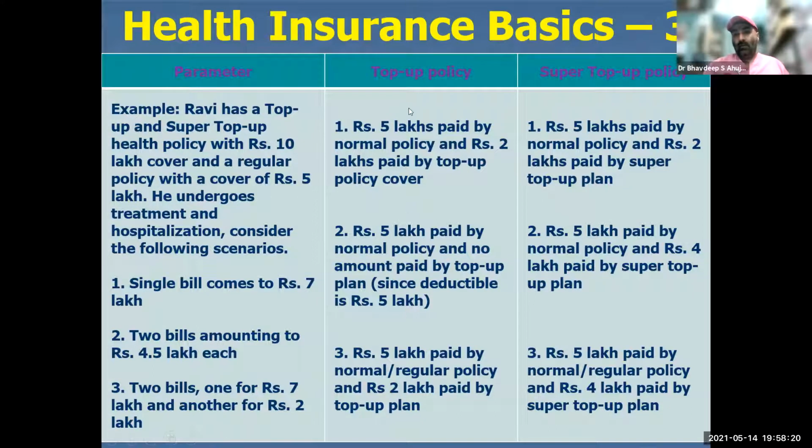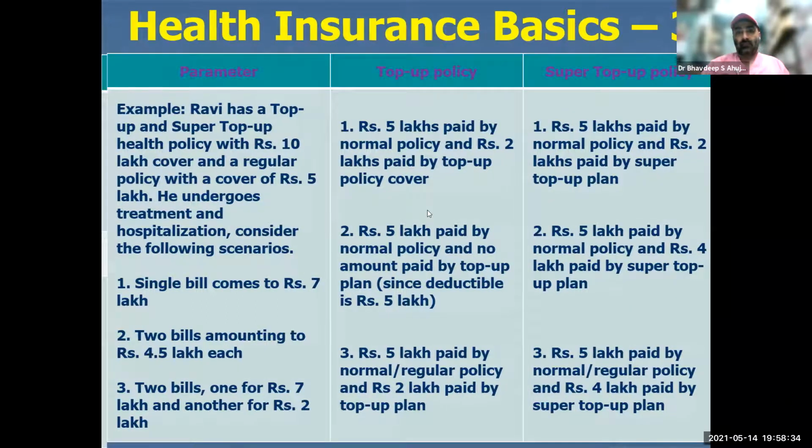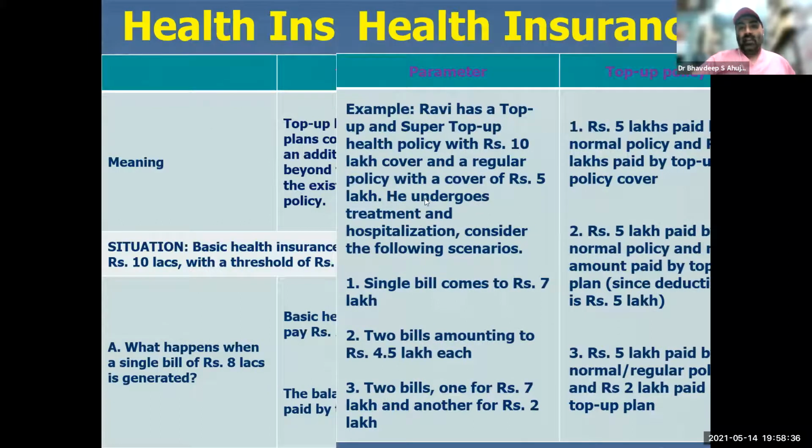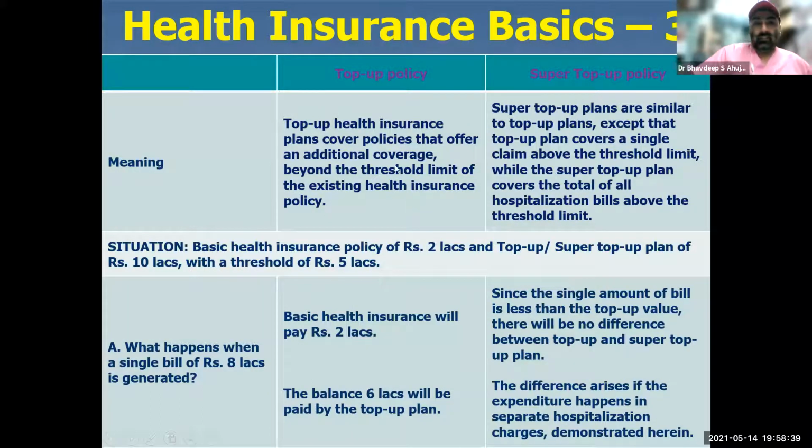A top up will not pay if your total bill is below the deductible. It will not pay if there are multiple bills. A super top up will pay after one deductible limit, and multiple times. So you pick and choose accordingly. So what does it mean? It means they offer additional coverage beyond the threshold limit, and they cover all the bills multiple times as well. I'll give you another situation.